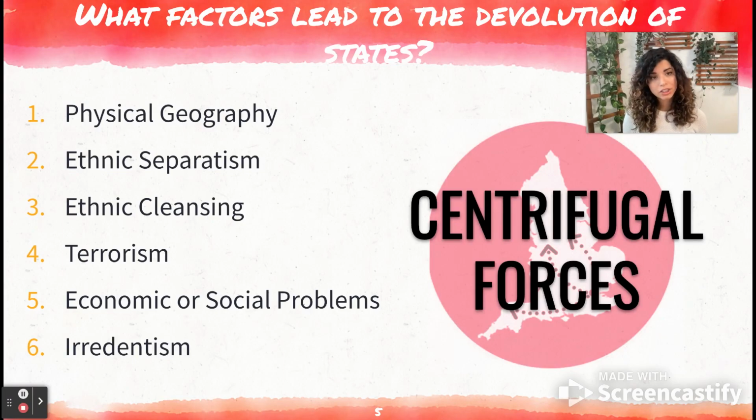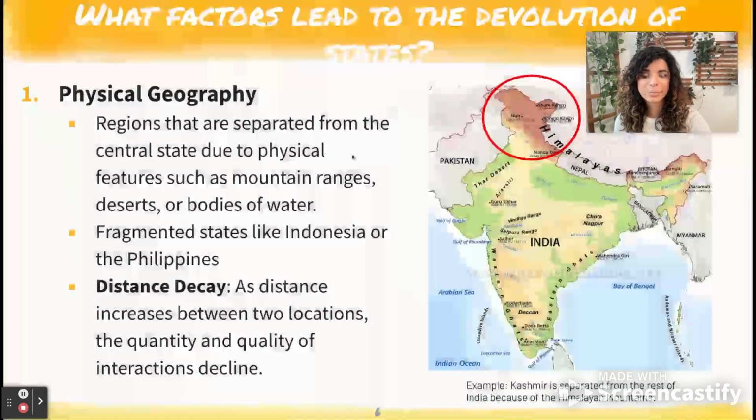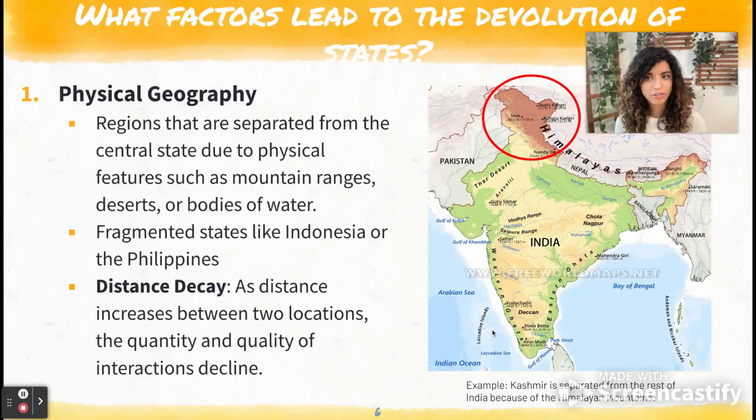In terms of what factors can lead to this, we have a variety. We're going to go into each one, but keep in mind that all of these are centrifugal forces, or forces that divide, or forces that separate people and places. First, physical geography. Because of the way that physical geography is, regions can be separated from the central state. Things like mountain ranges, deserts, bodies of water actually physically make it more difficult for areas to be united. And then we can see that devolution process begin.